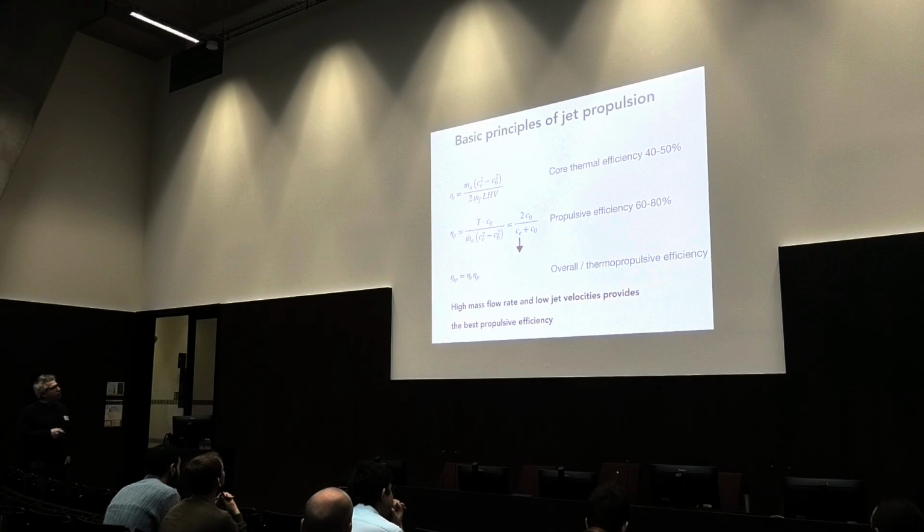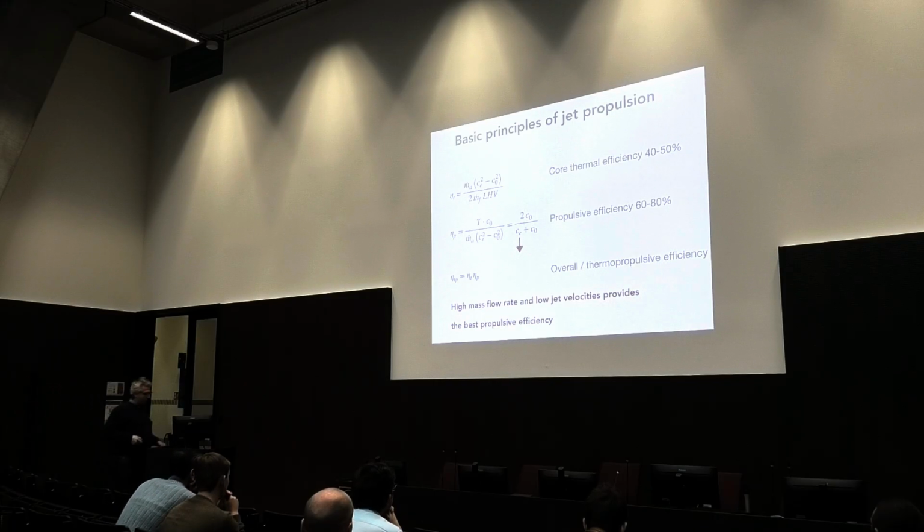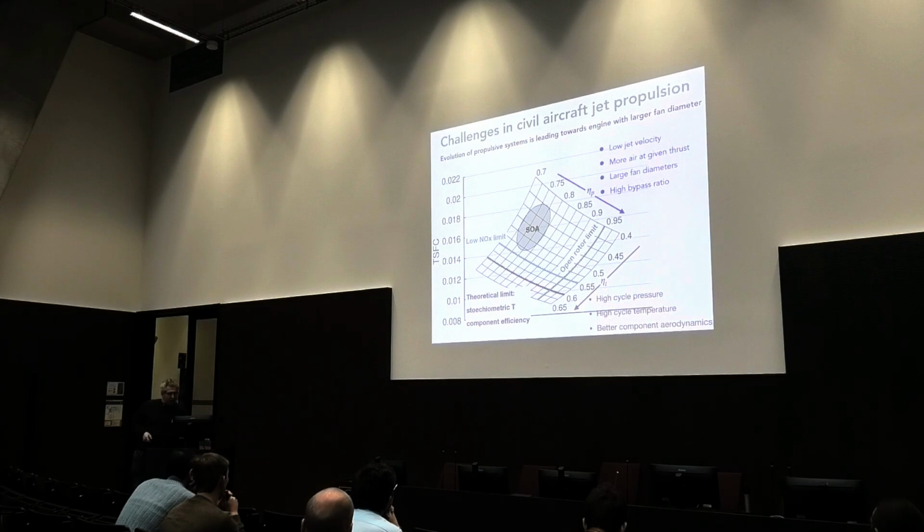And the global efficiency of the engine is the product of the thermal efficiency and the propulsive efficiency, which is then called the overall or the thermopropulsive efficiency. So typically, if you want a high thrust, you have a high mass flow rate, and if you want to fly efficiently, you have low jet velocities that will provide the best propulsive efficiency. And this will explain the trend of today to design new aircraft engines.